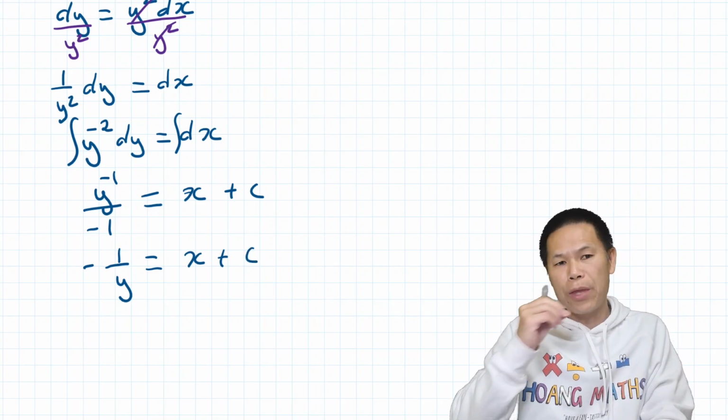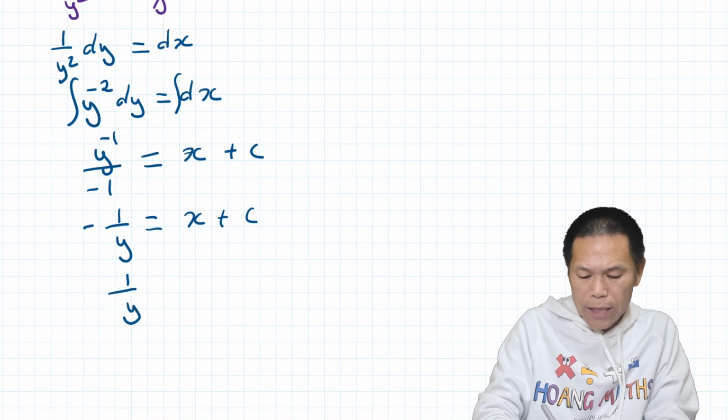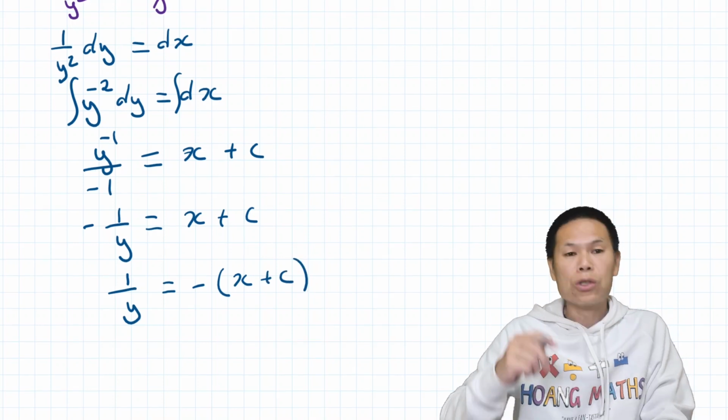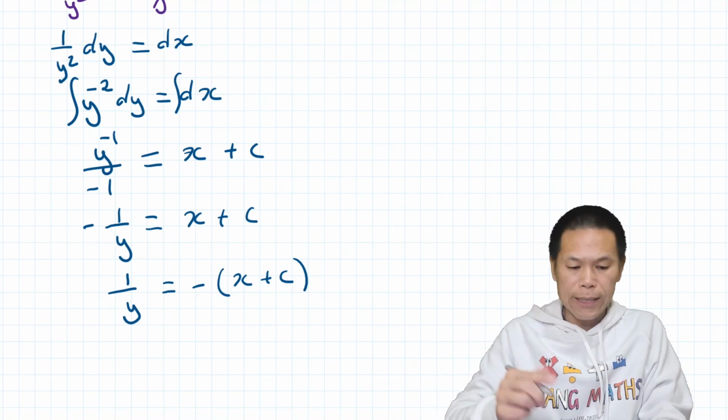Now I just times negative on both sides. So that becomes like this. 1 over y is negative, I just put brackets, okay? x plus c. So now what I do, I just flip on the left hand side and I can flip the right hand side as well.